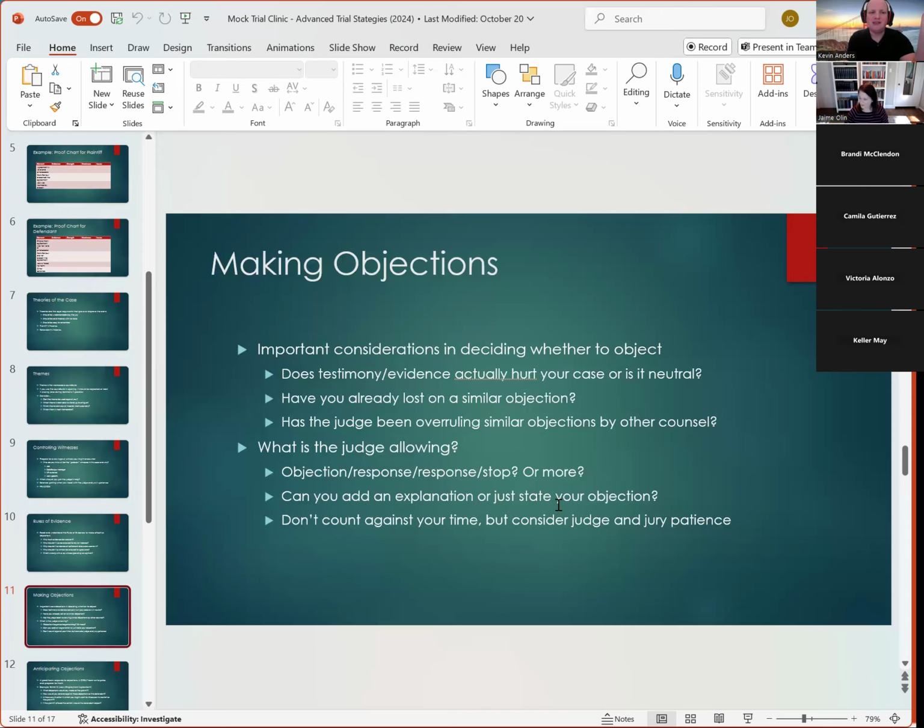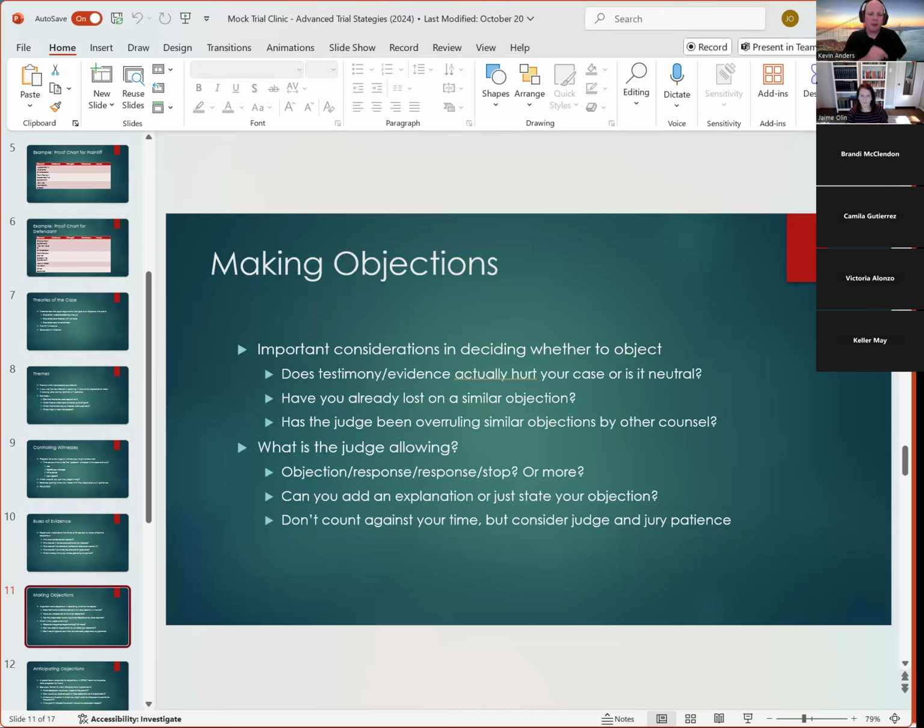The judge has already said no, I'm not going to agree with you on that objection. I want the witness to elaborate on that. I want them to explain it, whatever. Has the judge been overruling similar objections by other counsel? If the judge is telling them I'm going to allow this type of evidence, why would that not apply to me? The judge is trying to set the tone for how he or she wants the evidence to come in.